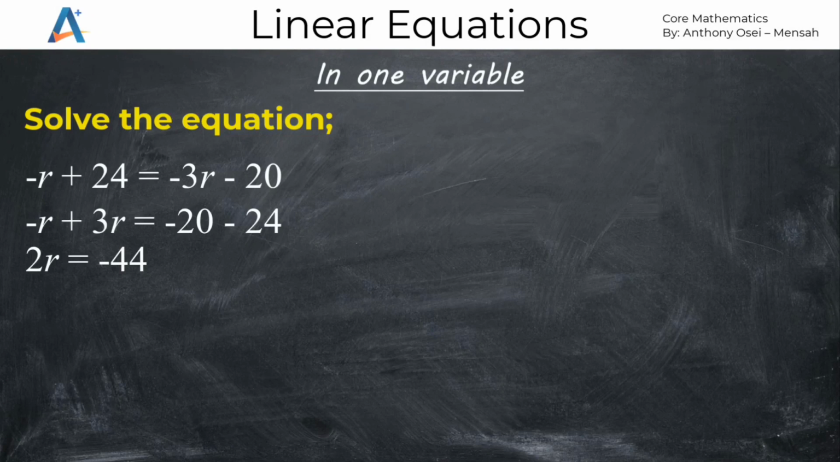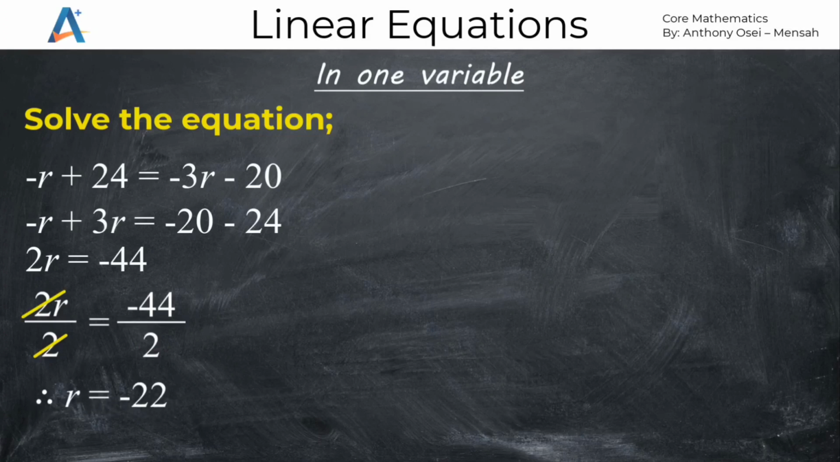Now we have to divide both sides by 2 because we want r to stand alone to be solved. So it will become 2r is equal to negative 44. So divide here by 2 and divide here by 2. Now this 2 will cancel this 2, remaining with r. So we can conclude that r is equal to negative 44 divided by 2. If you calculate it, you get negative 22. So the value of r finally will be negative 22.